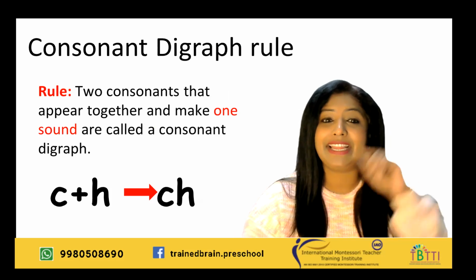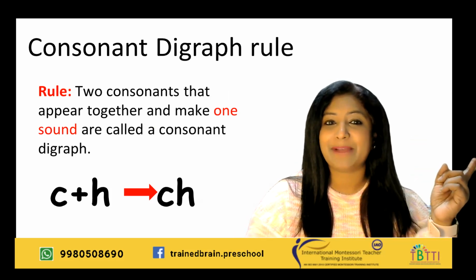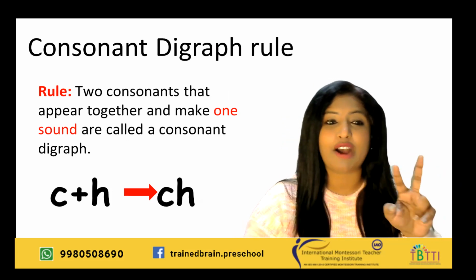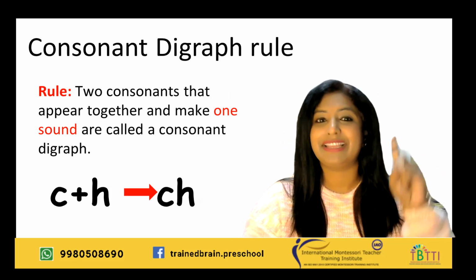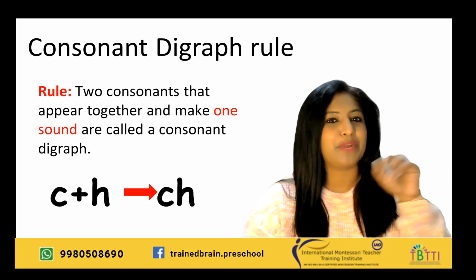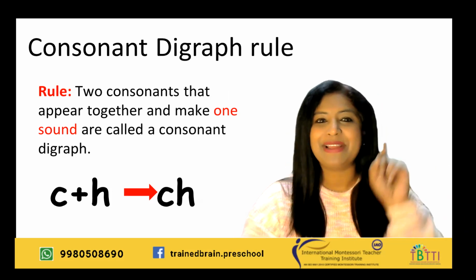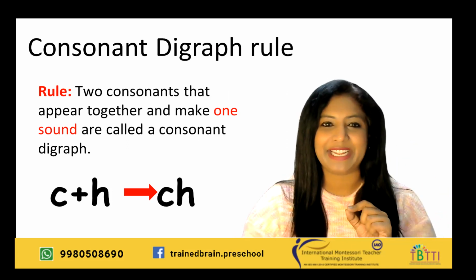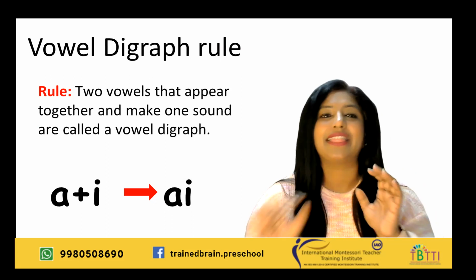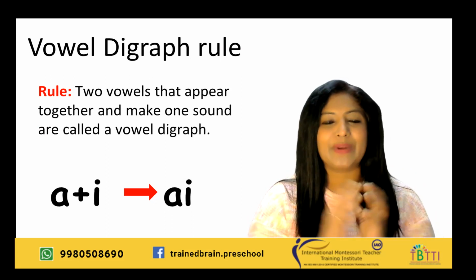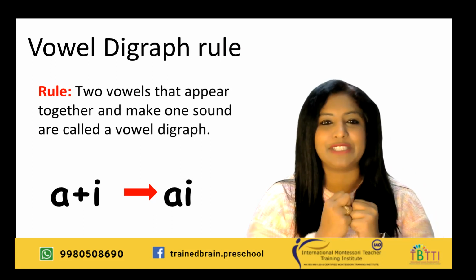For example, in our previous one, we learned about consonant digraph. So what's a consonant digraph? When two consonants appear together, they make one sound. But when two vowels appear together, they make one sound, and that is the vowel digraph. Let's take a look at the rule. So we learned about it. That is the one sound, and that's the vowel digraph.